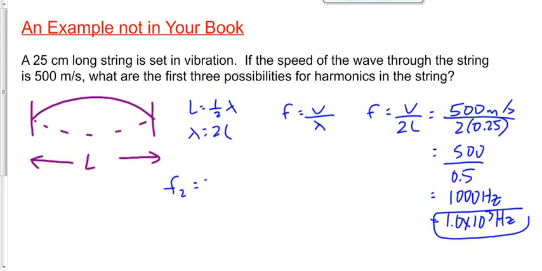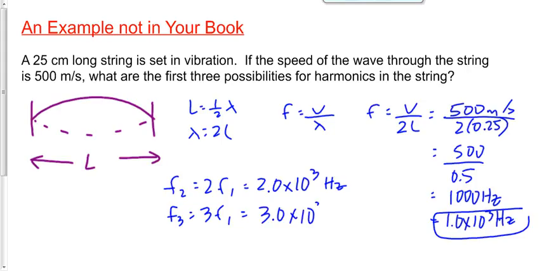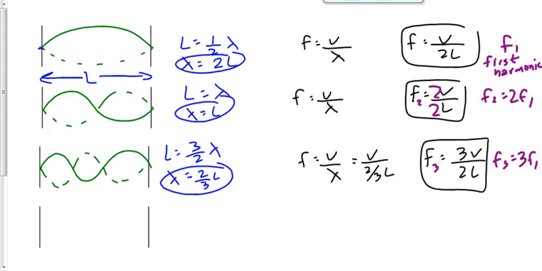We know that it's twice the value of the first harmonic. So the second one is going to be 2.0 times 10 to the 3 hertz. What's the third one going to be? 3 times the value of the first harmonic. Don't worry about deriving equations for all of them or remembering equations for all of them. If you have the first one, that's all you've got to be able to do, because the second one is simply going to be twice the value of the first one. Does that make sense? All right.